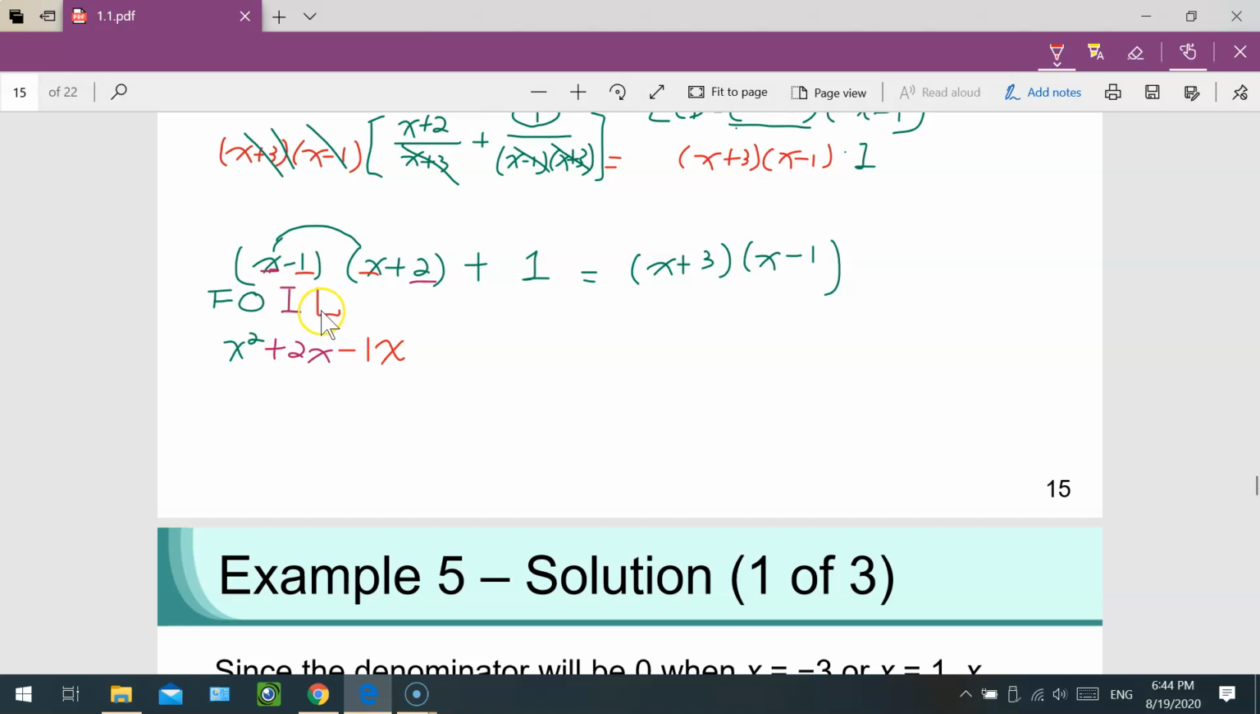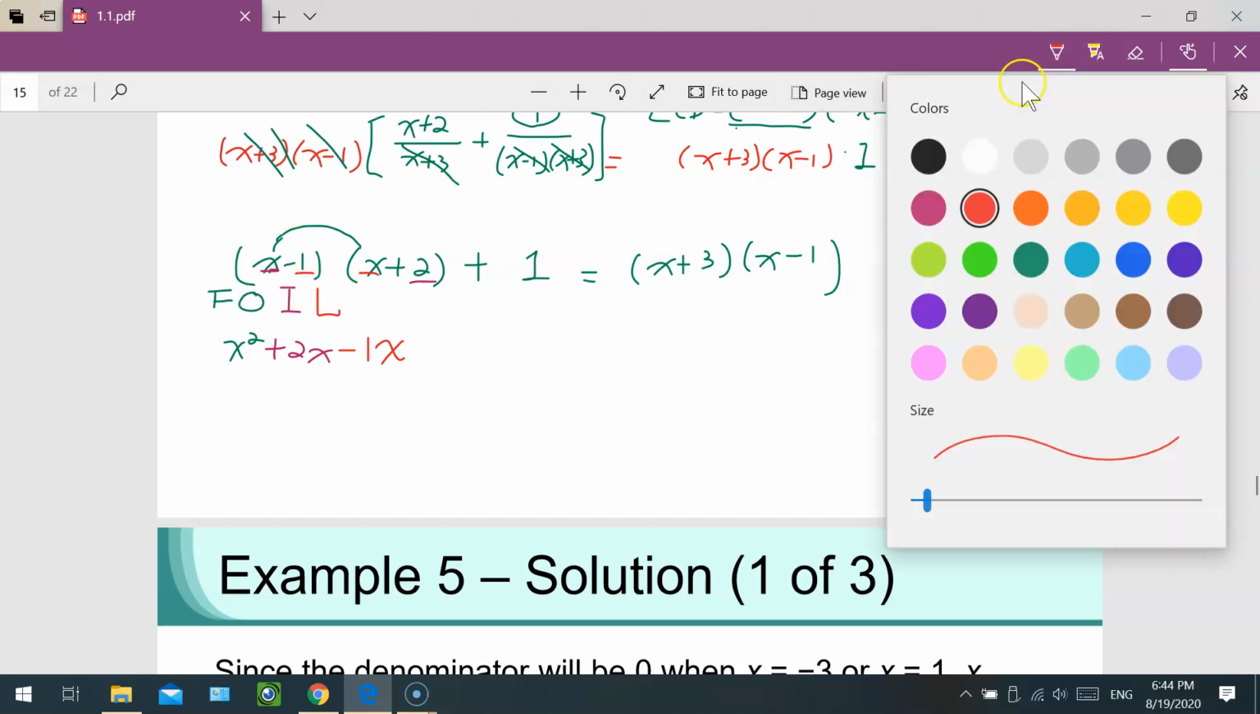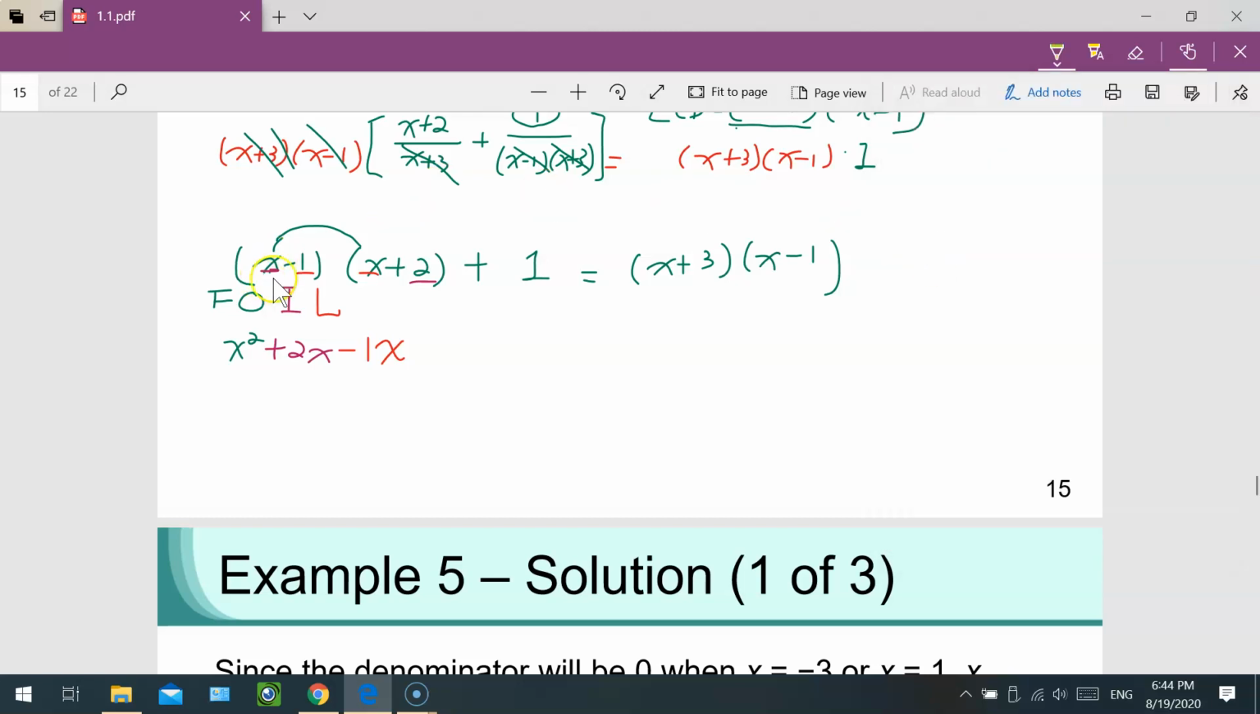For FOIL, the last one would be L, the last 2. With the last 2, we use the -1 to multiply with positive 2. So you get -2 plus 1 is equal.